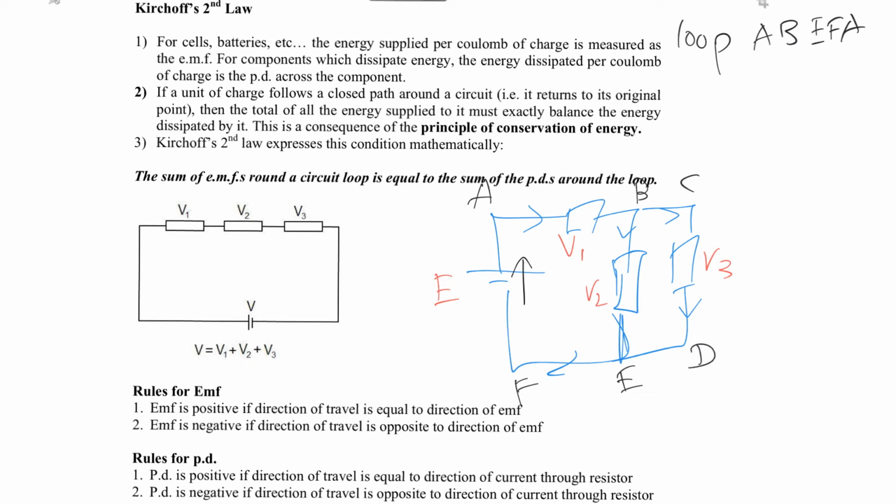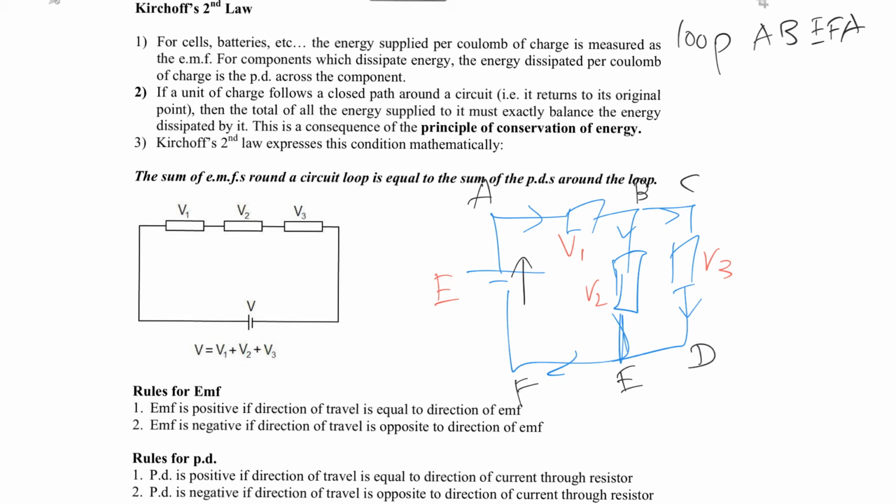If the direction of EMF, this way, is equal to the direction of travel, what do I mean by travel? Can you see I'm moving A, B, E, F, A, which is clockwise? I'm reading this way, so I'm moving up from F to A, and the EMF is also in the same direction. Then this value of EMF I will record as positive. But if I read the loop anti-clockwise, A, F, E, B, A, then my direction of travel, from A to F, is opposite to my EMF. Then the EMF will be negative. That's how you must read it.